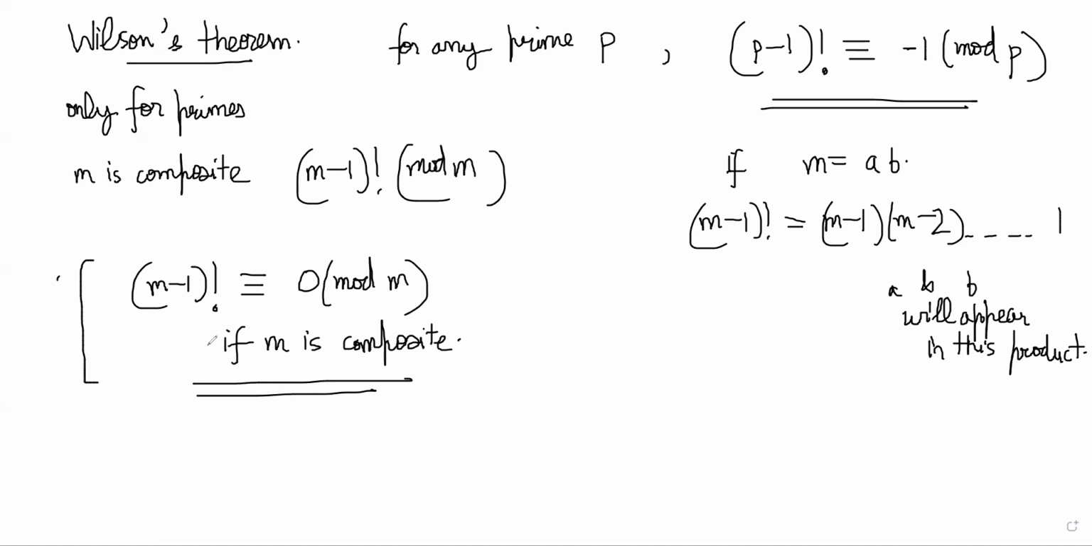So this is a result that you should know. For the prime number case, we'll do the proof. We have to show that p minus 1 factorial is congruent to negative 1 mod p.